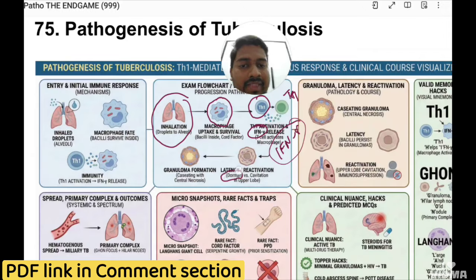If immunity is good, it will stay in prison. Okay, that is inside the granuloma. Or if there is any activation of the bacteria within the macrophages, sorry, then it can cause cavitation in the upper lobe.